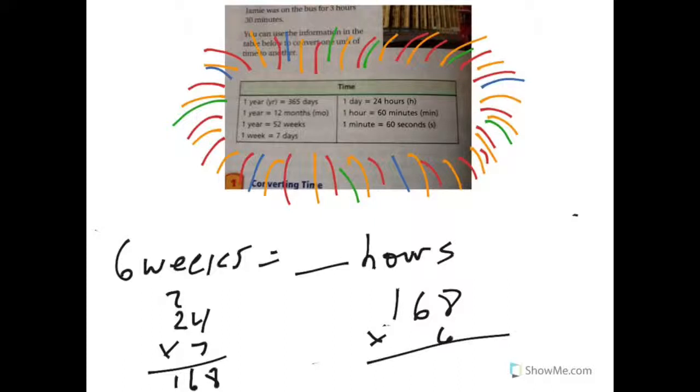Multiply that by 6 weeks. 6 times 8, 48, carry the 4. 6 times 6 is 36, plus 4 is 40. 6 times 1 is 6, plus 4 is 10. We're looking at 1,008 hours in 6 weeks. Okay, let's move on to temperature.